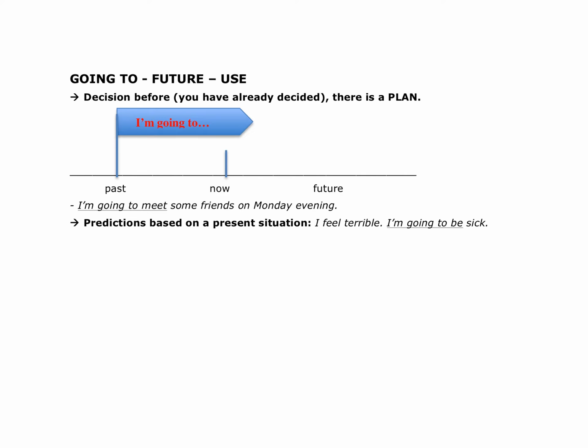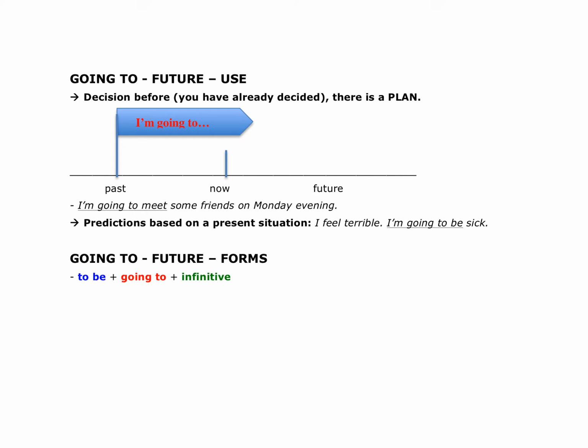The going to future is also used for predictions that are based on a present situation. So they are very probable to happen. Like in the example, I feel terrible. I'm going to be sick.